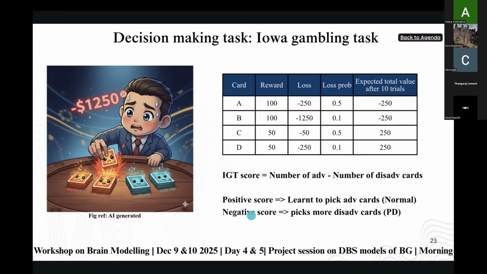If the IGT scores are negative, it implies that the picks are more disadvantageous and they weren't able to distinguish between these cards very well. Generally, even experimentally, we see positive scores for normal and negative scores for PD, or normal will have a higher score in comparison with PD. Is that okay?